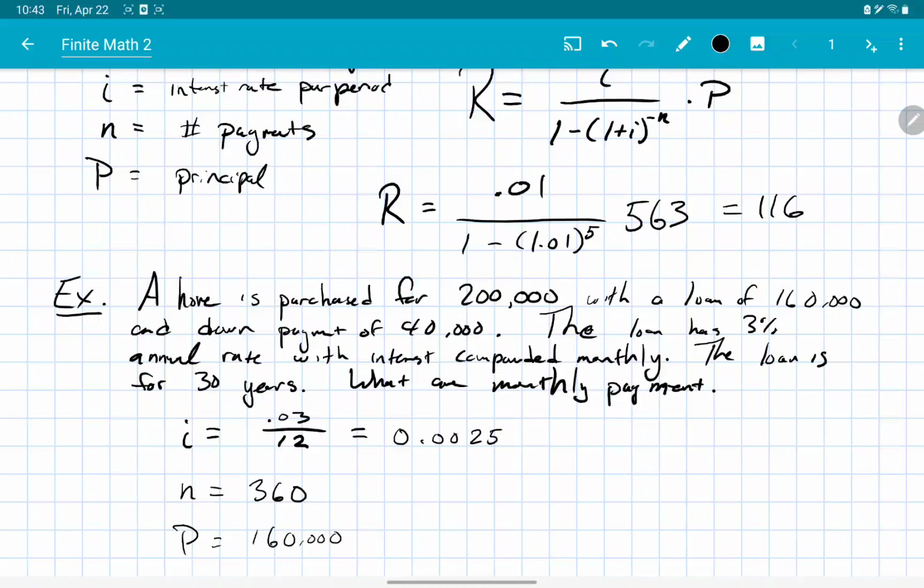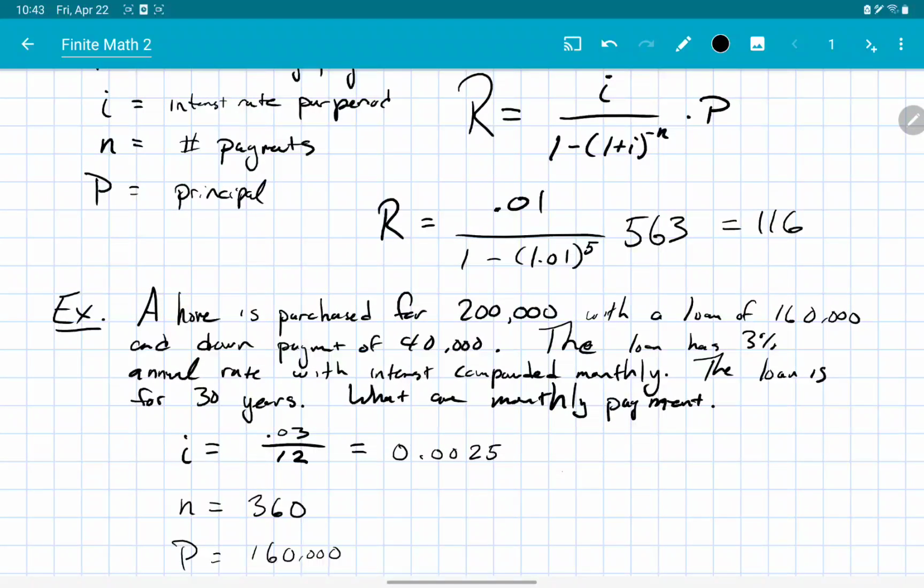So those are all the numbers we need. And I'll use this formula here. R is equal to 0.0025 divided by 1 minus 1.0025 raised to the negative 360th power, times 160,000.